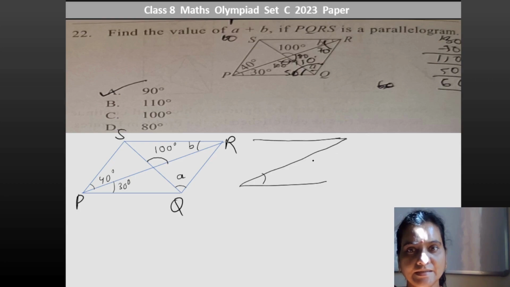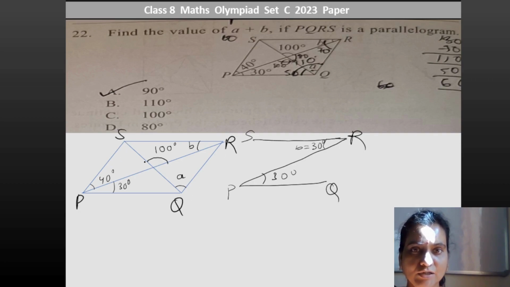Here SR and PQ are two parallel lines since they are part of a parallelogram, and this diagonal PR is like a transversal. So if this is 30 degree, obviously this angle B will also be equal to 30 degree. Now if B is 30 degree, what will be this angle? If you see like this, these two are also parallel lines. I'm talking about PS and QR, and SQ is acting like a transversal. So if this is 40 here, this is also 40 degree, right?